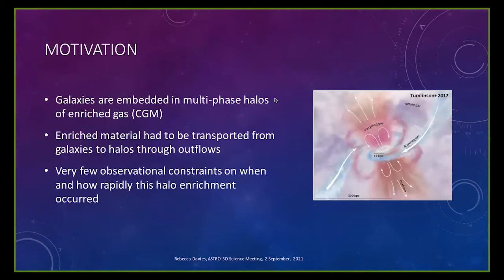Galaxies in our present-day universe are embedded in multi-phase halos of enriched gas that we refer to as the circumgalactic medium. Now, this enriched material wasn't there from the start. It was originally formed in galaxies through stellar nucleosynthesis and supernova explosions, and this material had to be transported from galaxies to halos by means of outflows. Therefore, logically, if we go far enough back in redshift, we should eventually reach a point where the regions around galaxies are no longer enriched. Unfortunately, there are very few observational constraints on when and how rapidly the enrichment of halos actually occurred.